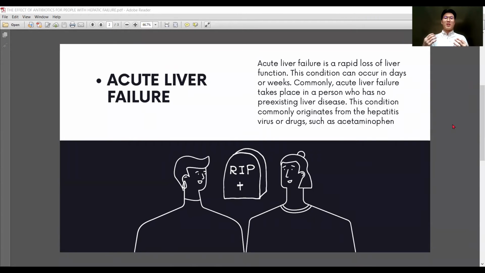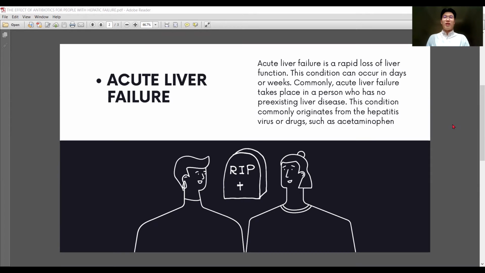So today I'm going to explain the difference between acute liver failure and chronic liver failure. The point is, acute liver failure happens briefly, in a brief moment, and causes severe damage. Meanwhile, chronic liver failure is because of the progression and accumulation of damage, so it happens more slowly.